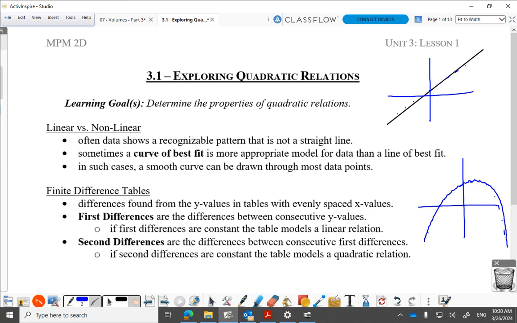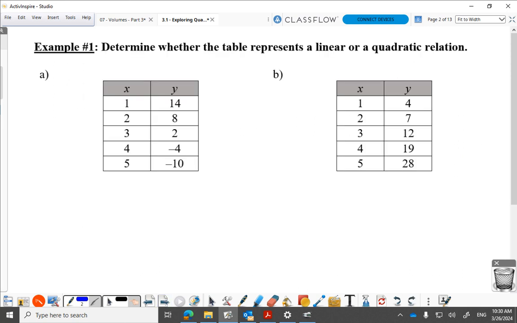What are you talking about? Here, let me show you. It's actually simpler than what it sounds. Determine whether it's linear or quadratic. Linear would mean the table is changing by the same amount every time. How do you do it? Here's how you're supposed to do it.